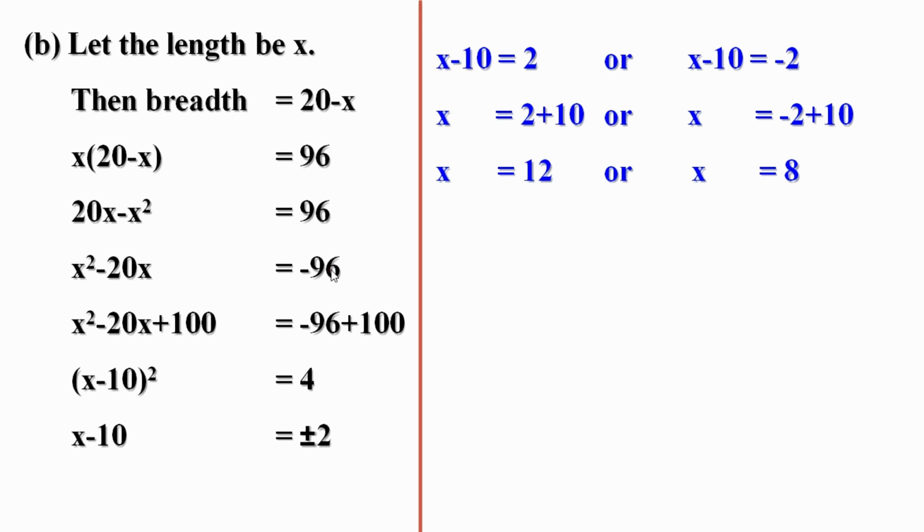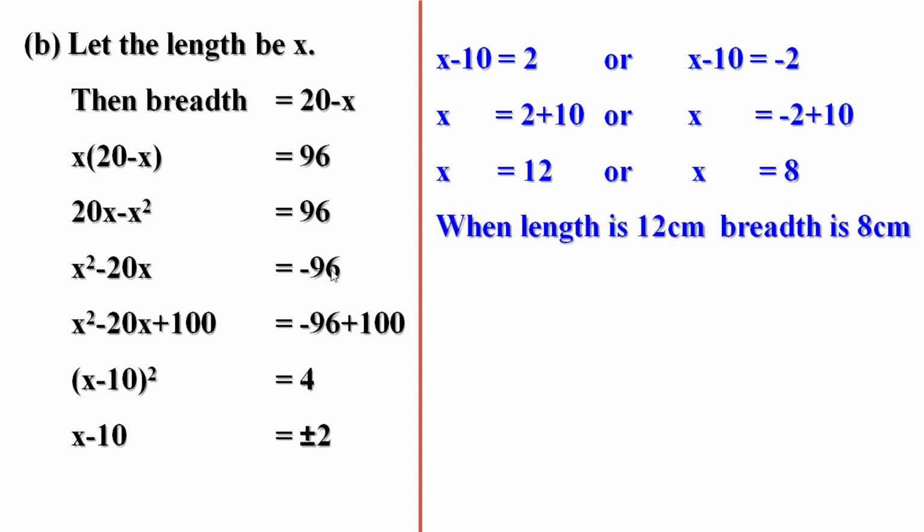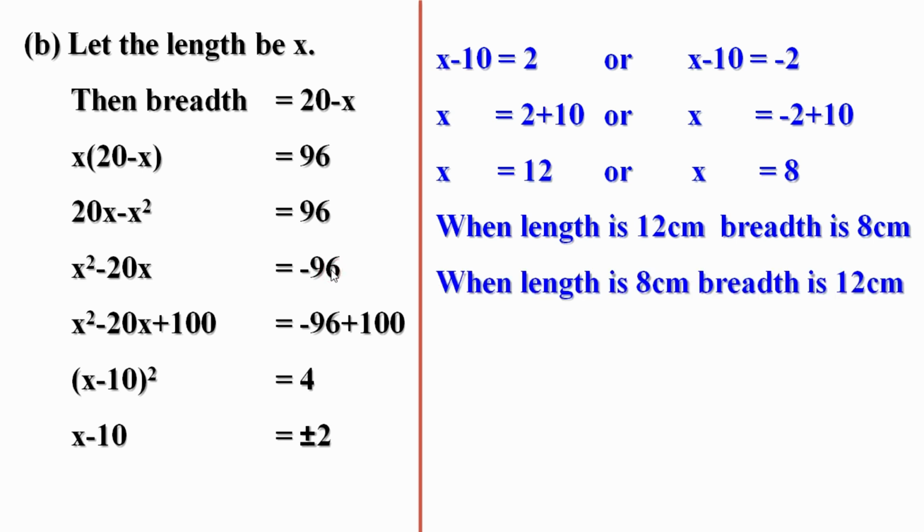When length is 12, breadth is 20 minus 12 or 8. When length is 8, the same way breadth is 12. Anyway, the sides are 12 and 8. So we can say the sides are 12 centimeter and 8 centimeter, where the perimeter is 40 and area is 96.